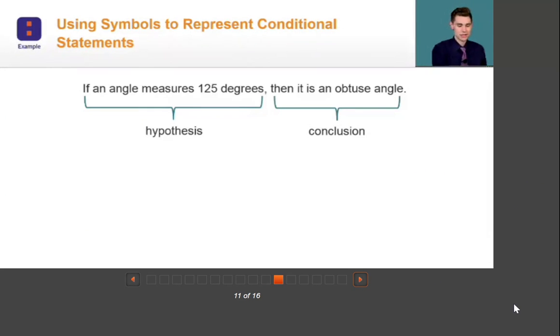Let's begin with this conditional statement. If an angle measures 125 degrees, then it is an obtuse angle. Notice here we have our hypothesis and our conclusion. Now we're going to represent this symbolically. We'll use letters to do that. We're going to use a P to represent the hypothesis and a Q to represent the conclusion. Let's see how this applies to the types of statements you've learned about.